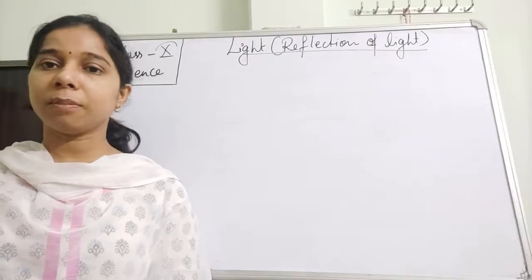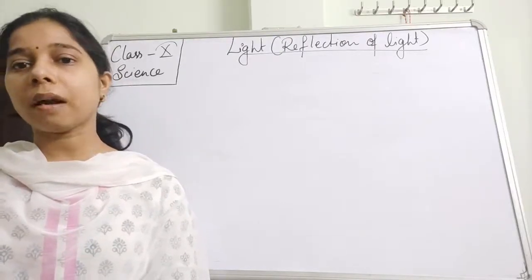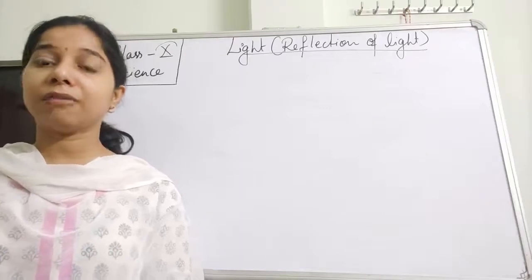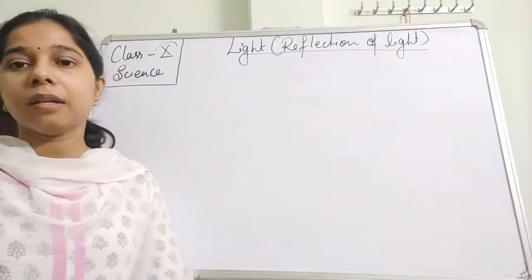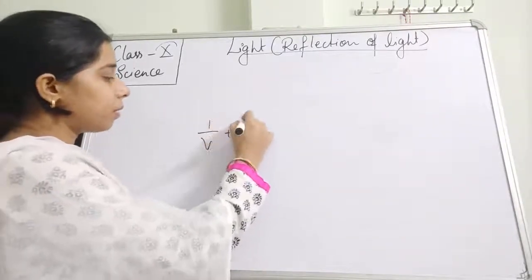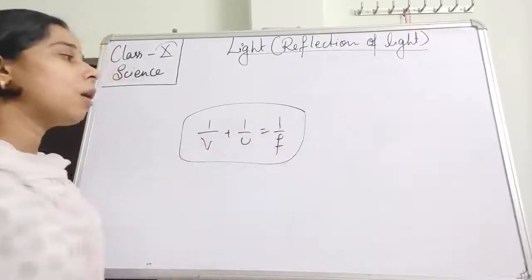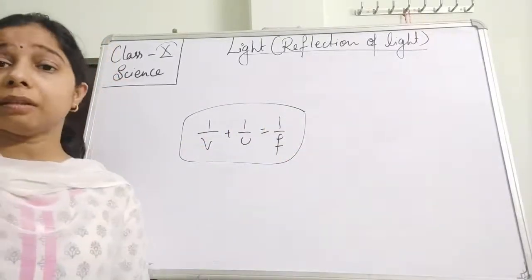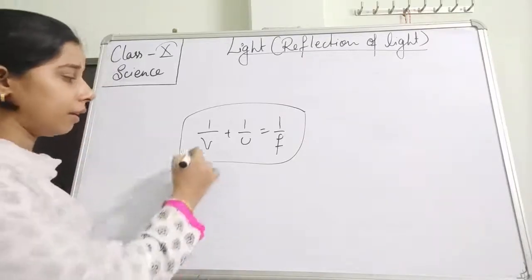So students, in the previous class in this chapter, that is light, we were talking about the mirror formula, and we have seen how, with the help of the formula 1 by v plus 1 by u is equal to 1 by f, we can get the value of either the image distance or object distance or that of the focal length.